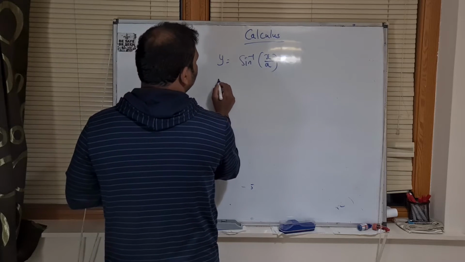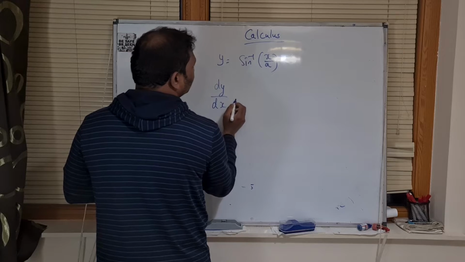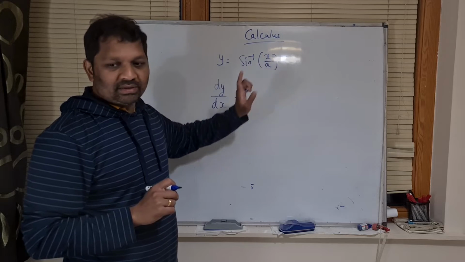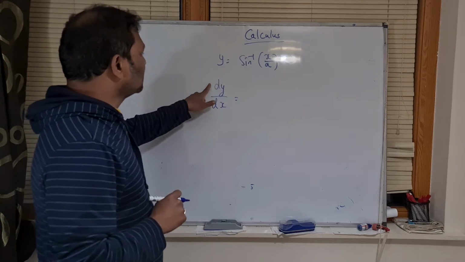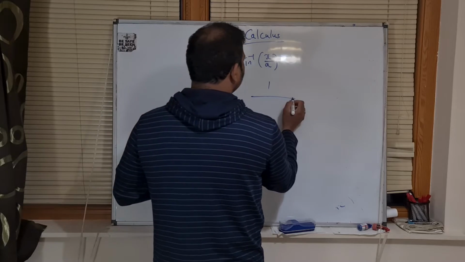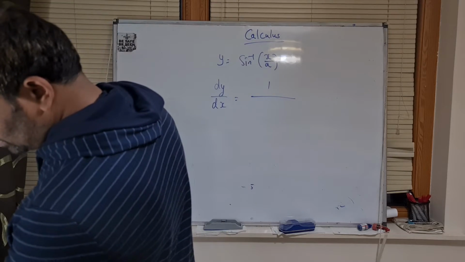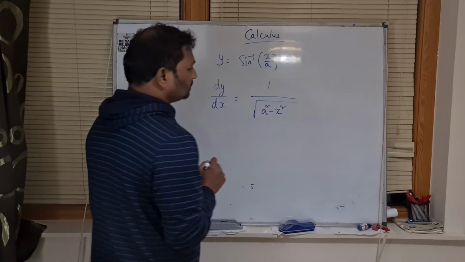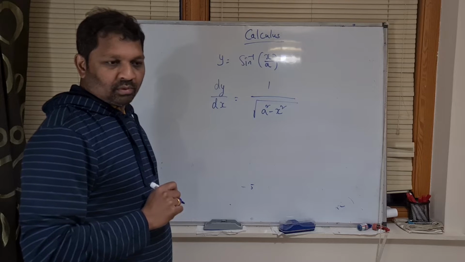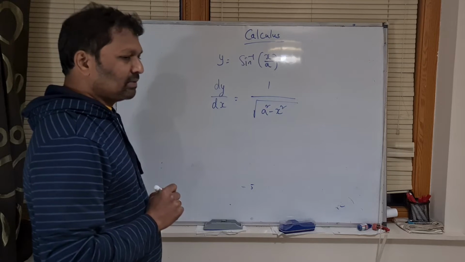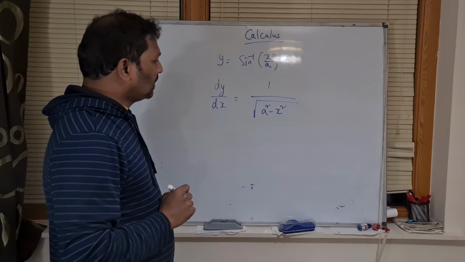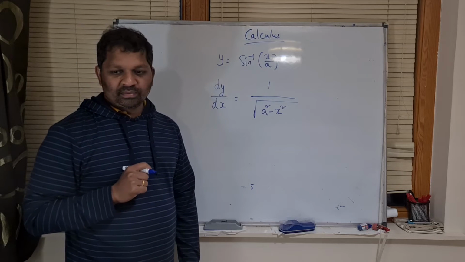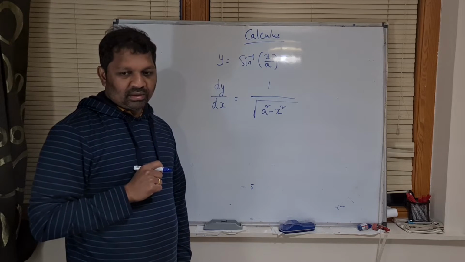The differentiation of this one with respect to x, where a is some constant. Don't think it is something else. A is a constant, x is a variable. So the differentiation dy by dx is 1 by square root of a square minus x square. What is the differentiation of sine inverse x by a? 1 by square root of a squared minus x squared.